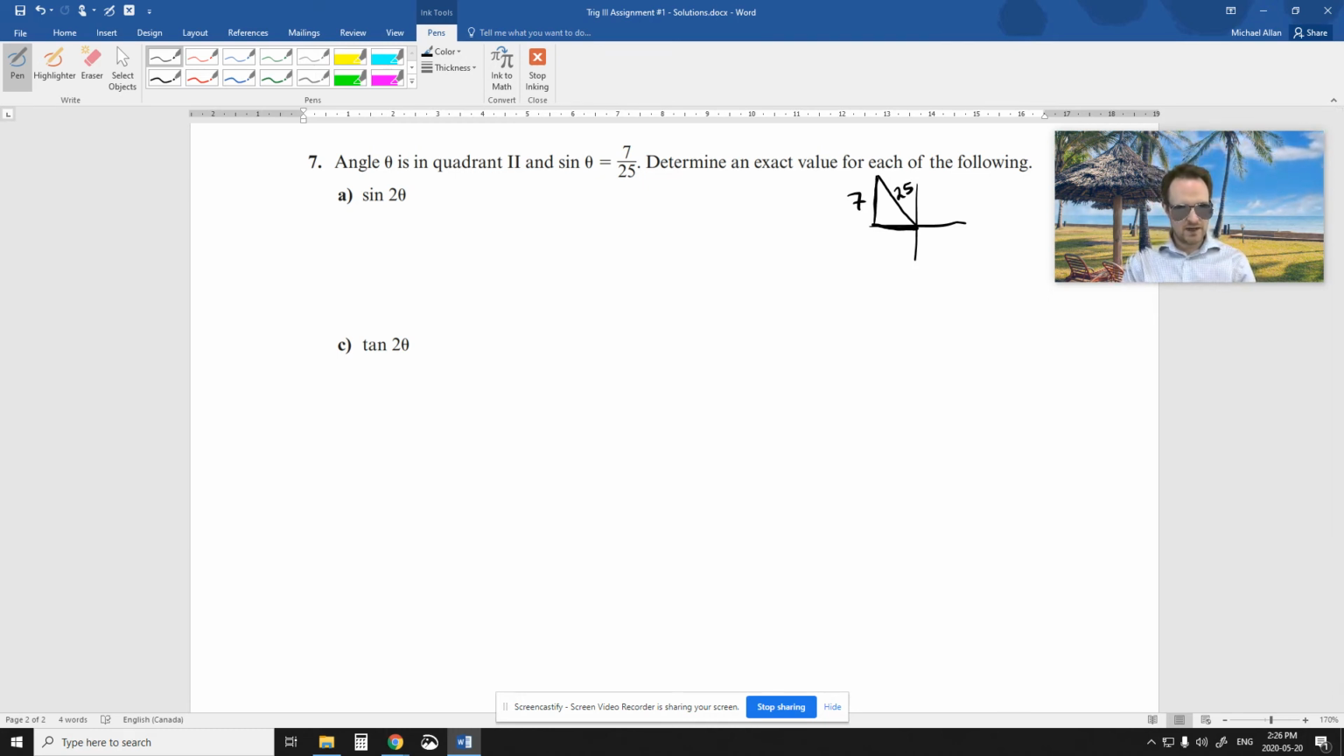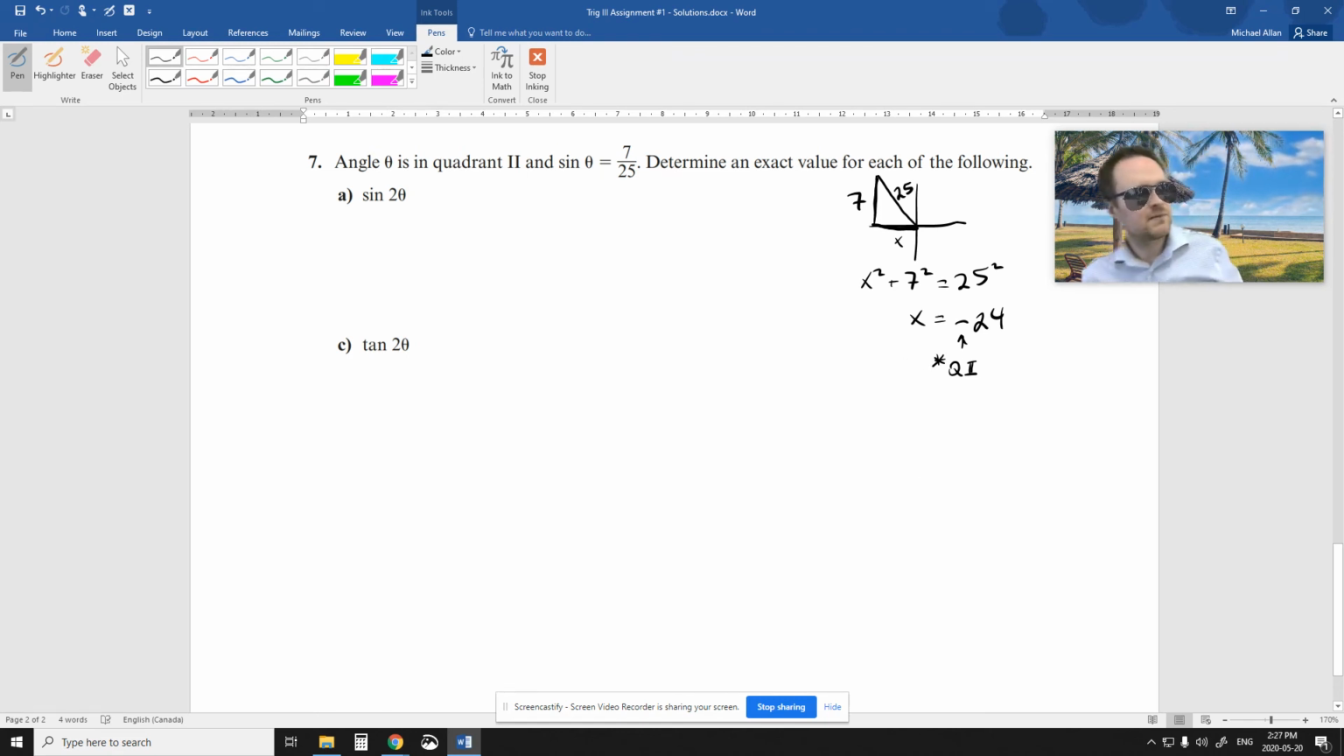So this is the x value I'm trying to find. So x squared plus 7 squared should equal 25 squared. Oh, I end up getting 24. It's one of those Pythagorean triples, those perfect numbers like 3, 4, 5 triangles and stuff. So we know the x value, but the x value technically is negative 24. I should probably put that in there because it is going backwards. This is in quadrant 2. Okay. Put a little asterisk there.